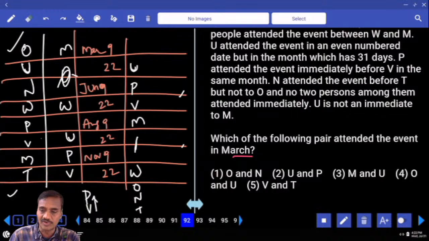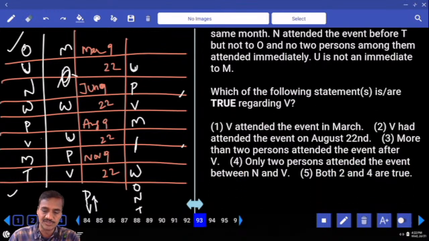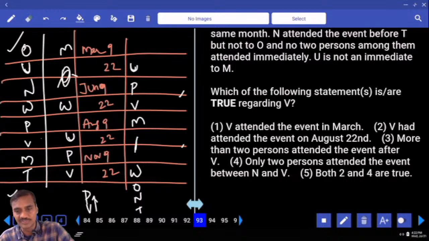Question 92, which of the following pair attend the event in the month of March? The month of March, O and U. And O and U, that is the choice for question number 92. And 93, which among the following statements is true regarding V? Regarding V, we attended the event in March. We attended in the month of March.